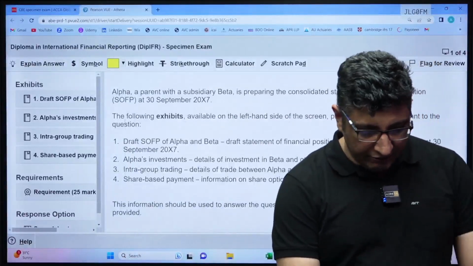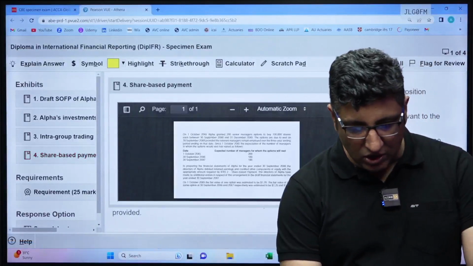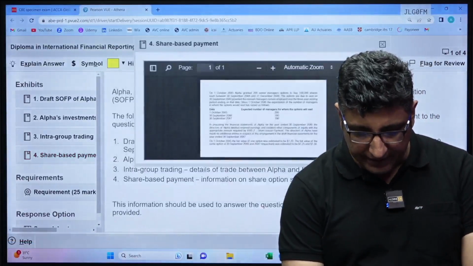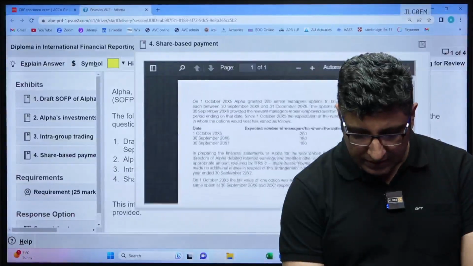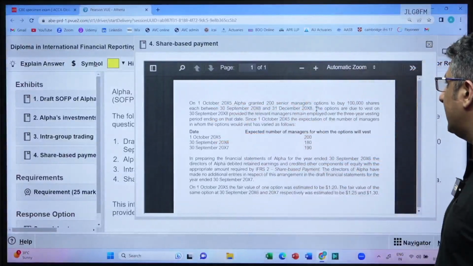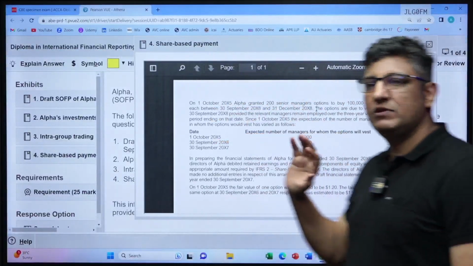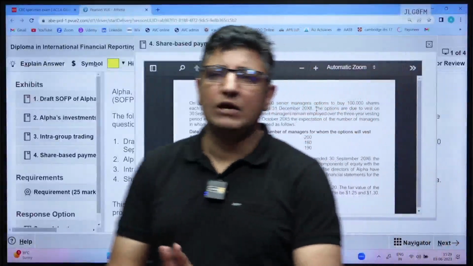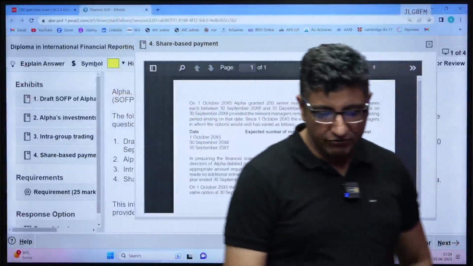Okay. Finally, it talks about something which is not exactly a group adjustment, but it is to do with the share-based payment topic. It says on 1st of October 5, Alpha granted 200 senior managers with all that stuff, something to do with my equity settled share-based payments. I wouldn't again worry about it.